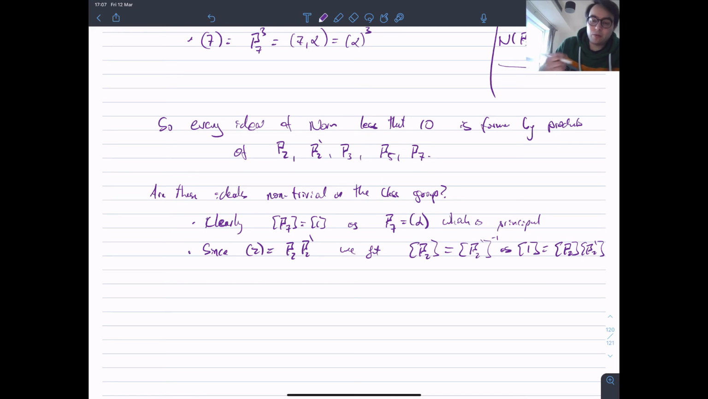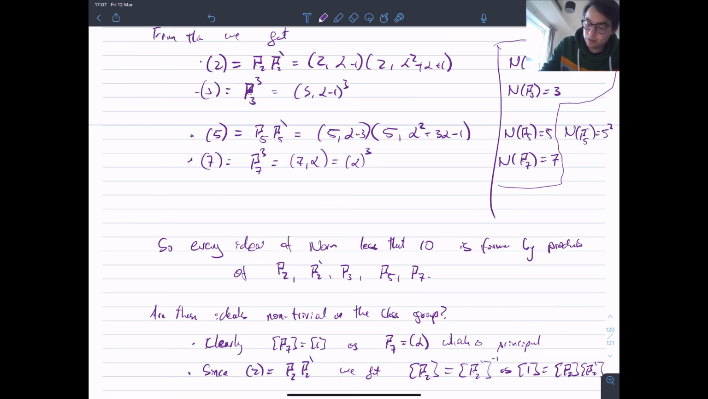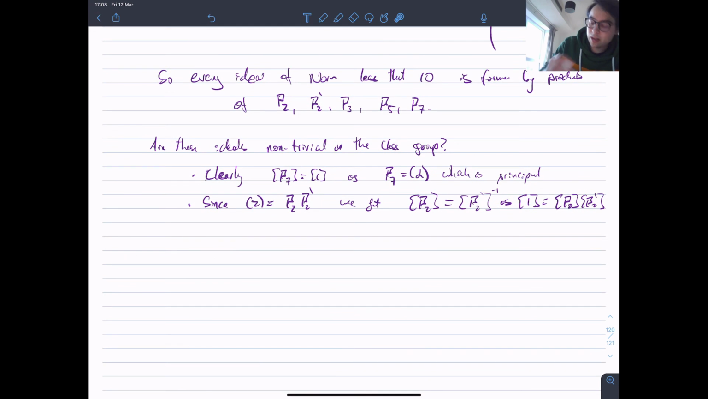If it was principal, then that would mean that there's some element of norm, say, 2, 4. Yeah, if P2 was principal, then there would be an element of norm 2. If P2 prime was principal, then there would be an element of norm 4. Then similarly an element of norm 3, 5, and 7, for example. Well, we don't know this is trivial. We know that's an element of norm 7, which is just alpha. So let's look at the norm of the elements. Let's look at what the possible norms of elements are.